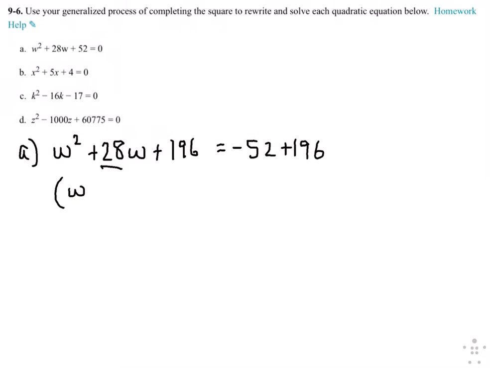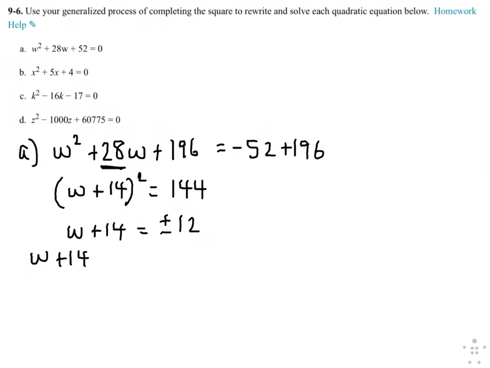Now the left-hand side factors to w plus, again, half that middle term, 14, squared, equals negative 52 plus 196, which is 144. Now I take the square root of both sides, so the w plus 14 is no longer squared, and I get equals plus or minus 12. The square root of 144 is positive and negative 12. So we get w plus 14 equals positive 12, and w plus 14 equals negative 12. That's what the plus or minus means.